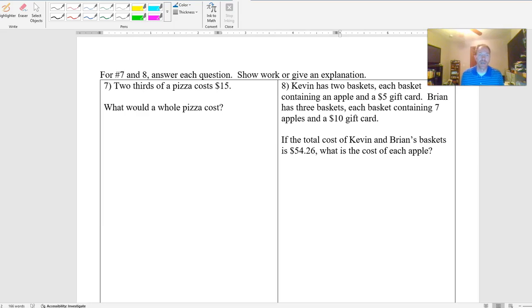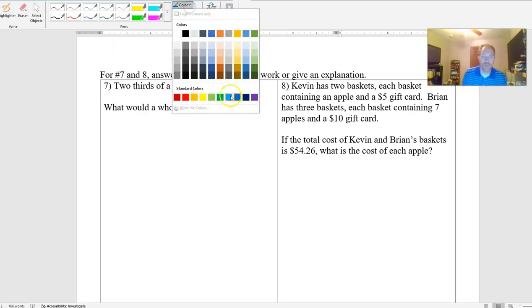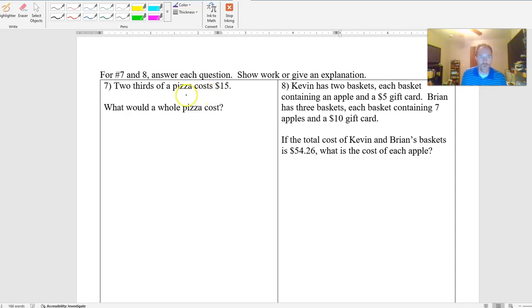Number 7, we're supposed to answer the question, show work, or give an explanation. And number 7, we have here 2/3 of a pizza costs $15. What would a whole pizza cost? So of course, if you wanted to, 2/3 maybe not that bad of a fraction. If you wanted to try to draw yourself a picture and say, let's pretend there's our pizza and we cut it into pieces, and 2/3 costs $15.